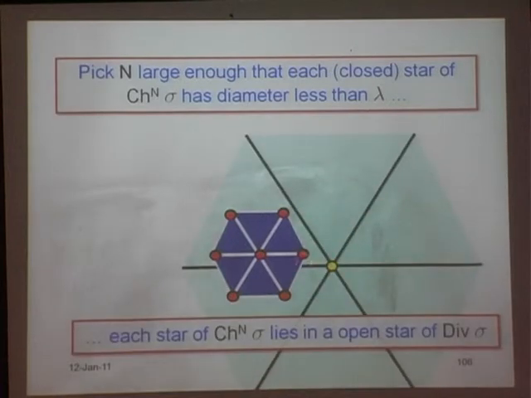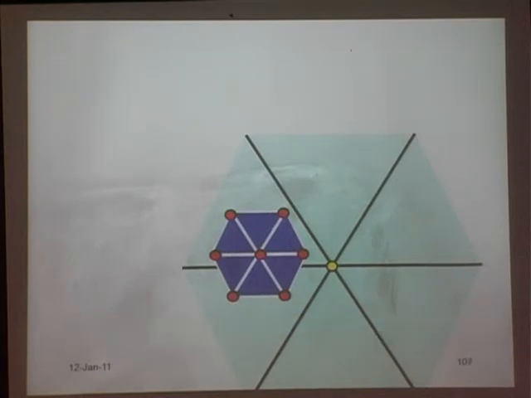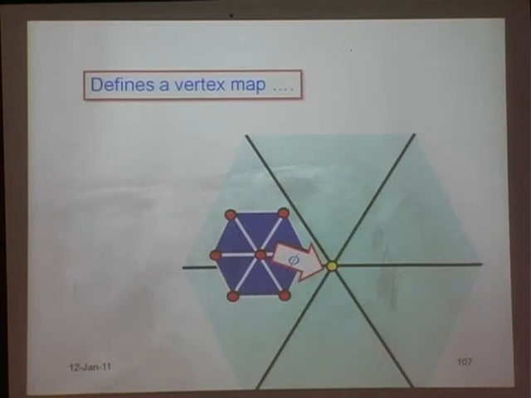And so, here is the arbitrary subdivision that we're interested in. This is our chromatic subdivision. It says that each closed star of the iterated chromatic subdivision lies in some open star of div sigma. And we can use that to define a simplicial map. So I take a vertex, look at a closed star. I know it lives inside the open star of some vertex in div.